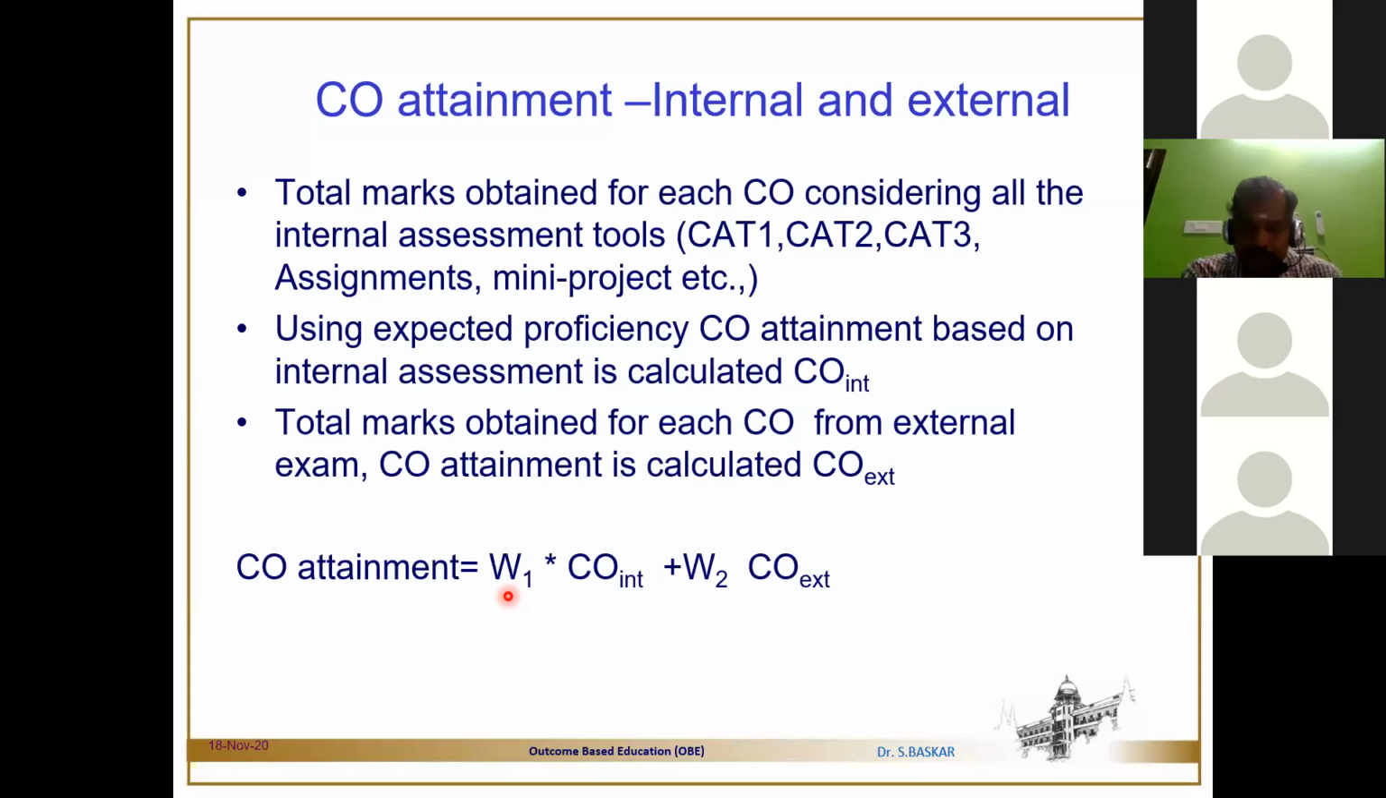In some university, they are giving very less mark for internal assessment. Therefore, if it is 25-75, then 0.25 weightage will be given for W1 and a higher weightage will be given for end semester examination. But the methodology is same. Same methodology will be used for end semester and as well as internal assessment. Is it clear?